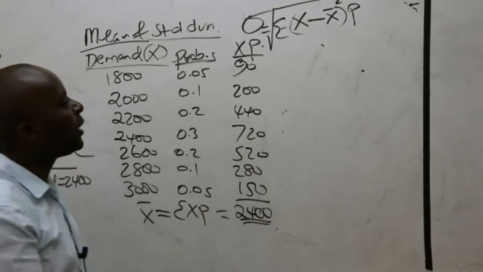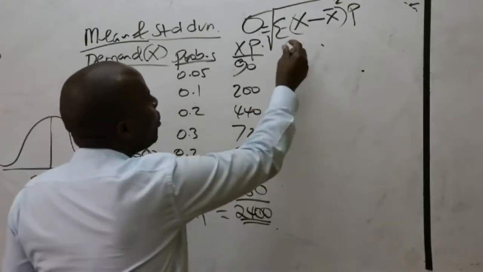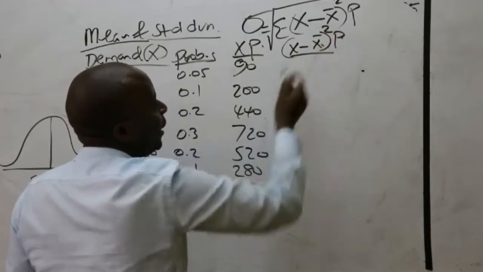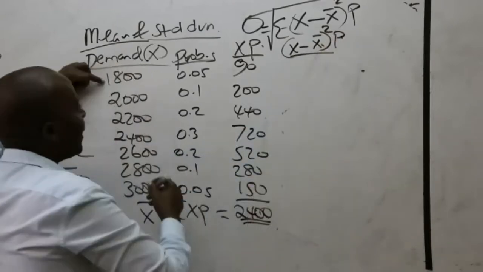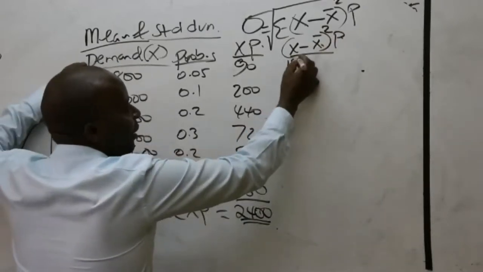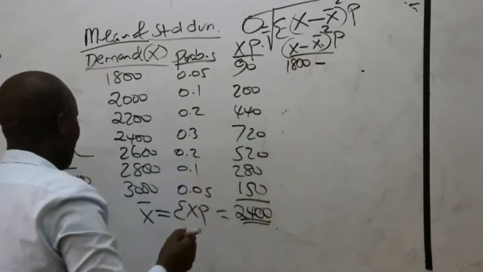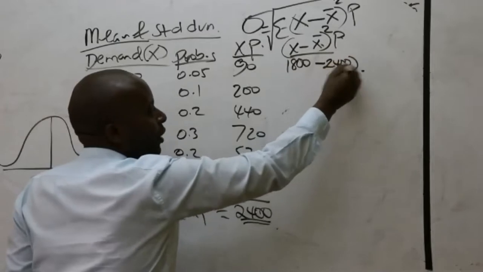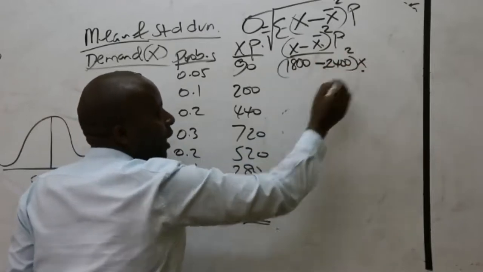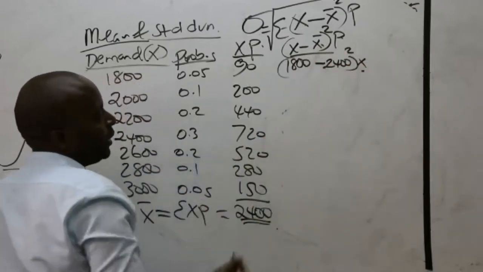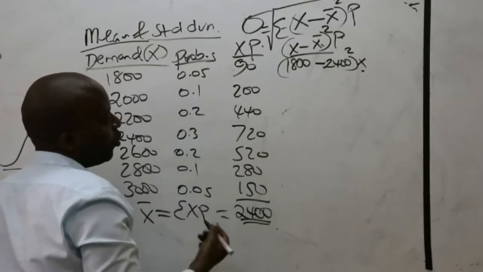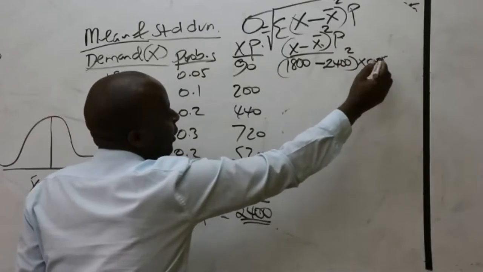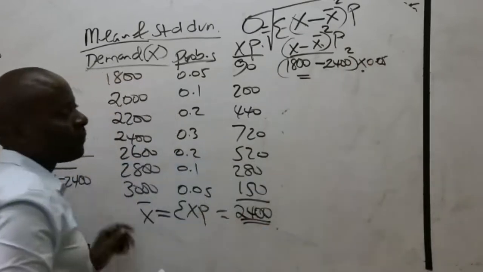So come and create a column here very fast where you talk of x minus x bar squared times probability. So the first one here, x is this 1800 minus x bar, which we got here as 2400. Whatever we get, we square times the probability, which is 0.05.